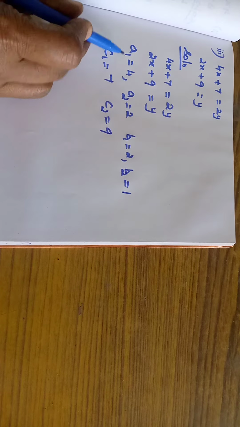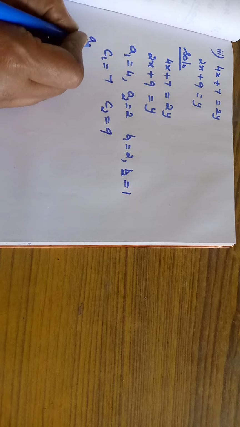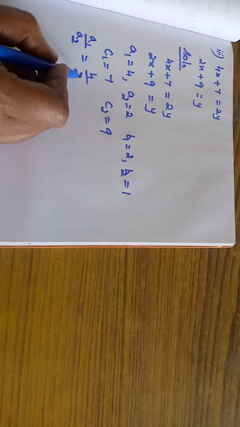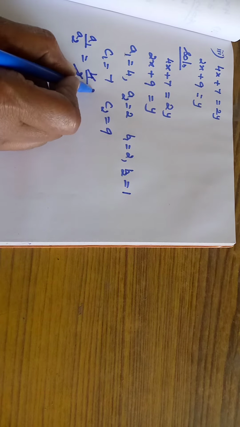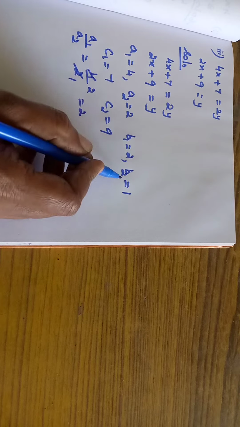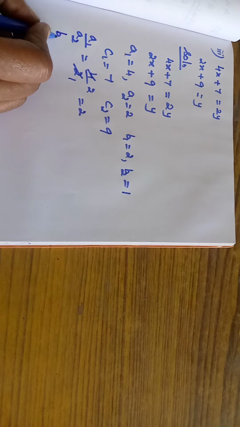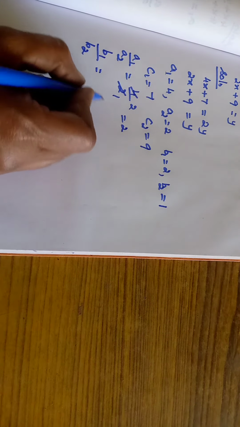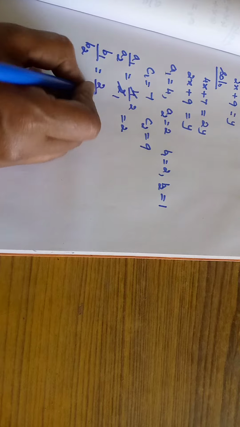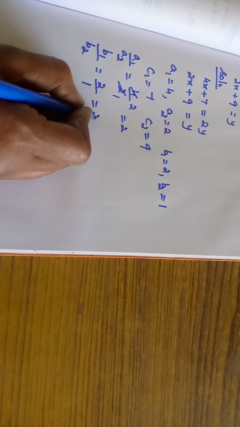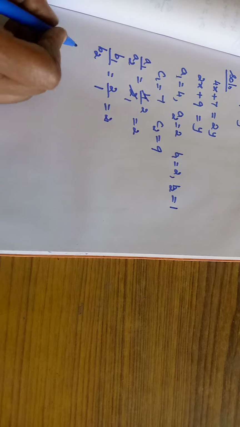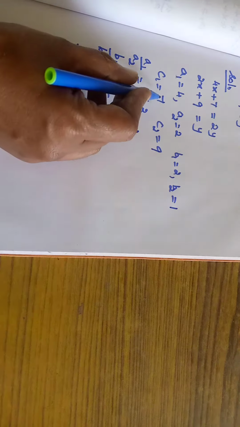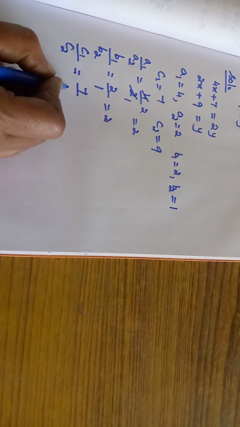So first of all let us find out a1 by a2. a1 by a2 is equal to 4 by 2. Let us divide it. 2 2s are 4, which is equal to 2. Let us find out b1 by b2. b1 is 2, b2 is 1, so 2 by 1 is equal to 2. Then let us find out c1 by c2. c1 is 7, c2 is 9.